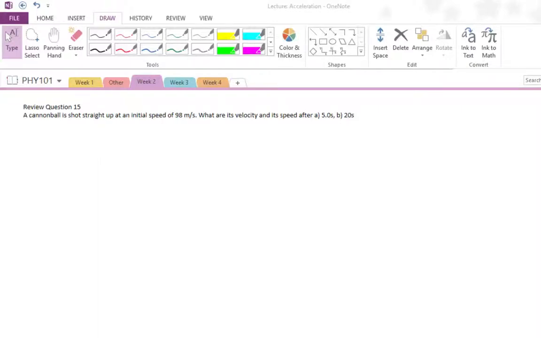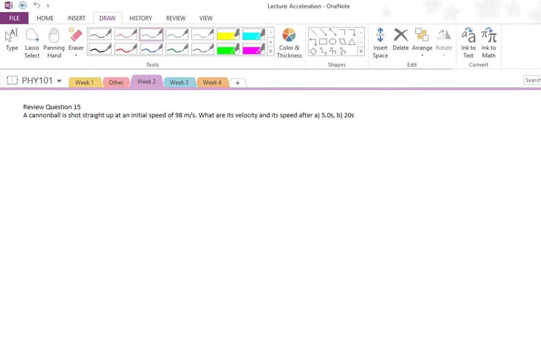All right, let's work another example problem. The situation this time is a cannonball is shot straight up at an initial speed of 98 meters per second. What are its velocity and speed after 5 seconds and after 20 seconds? All right, so the first thing to do is let's understand the situation.